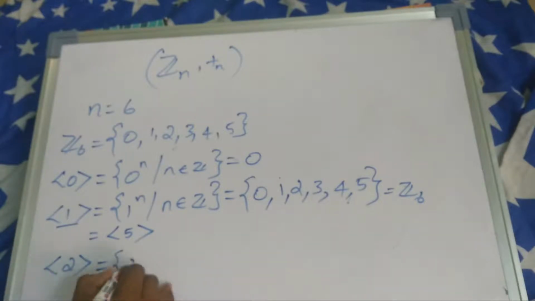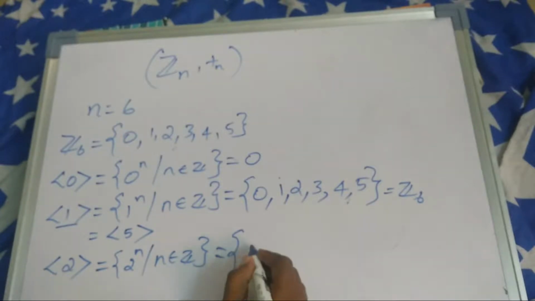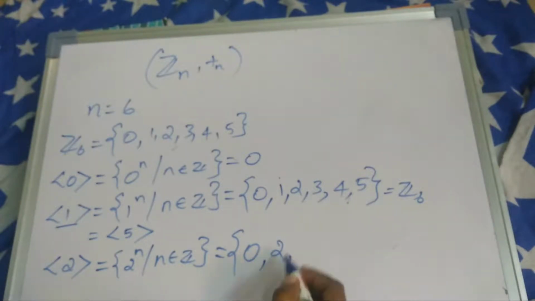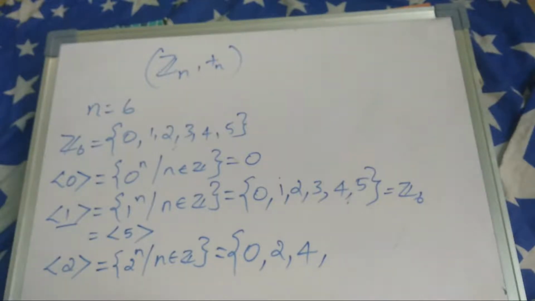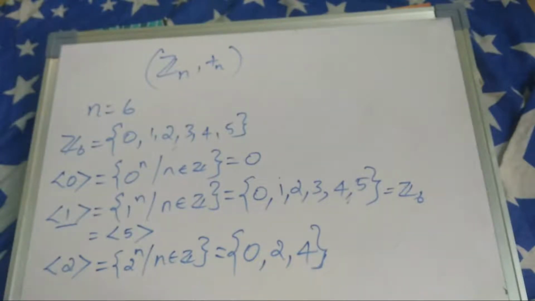it is going to be 2 power n where n belongs to Z, which happens to be 2 power 0, which is 0, 2 power 1, which is 2, 2 power 2 is 4, 2 power 3 is 6. With respect to modulo 6, it is going to be 0. So if you repeat in the positive powers, you are going to get again the same elements. And if you go into the negative powers to check whether anything comes, you are not going to get anything. So this is going to be just this. You can clearly verify that.